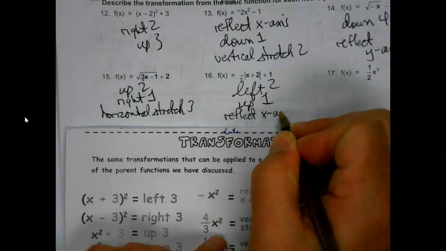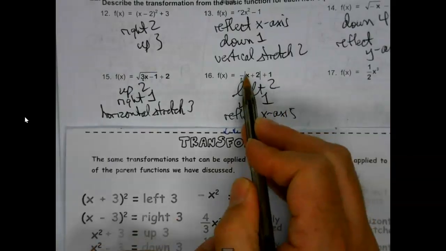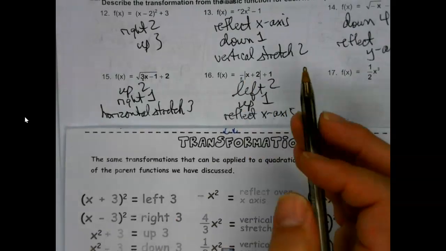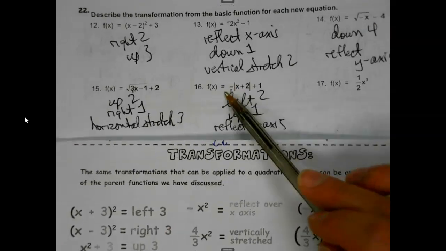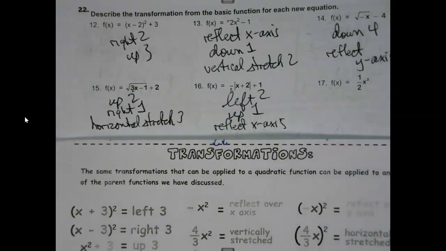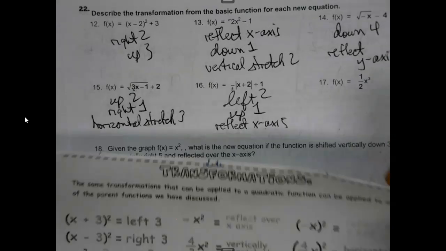So if this would have been negative X inside the absolute value, it would have been reflect Y, like we had here. Where it's positioned matters. And this will help when you're even doing your graphing on things.